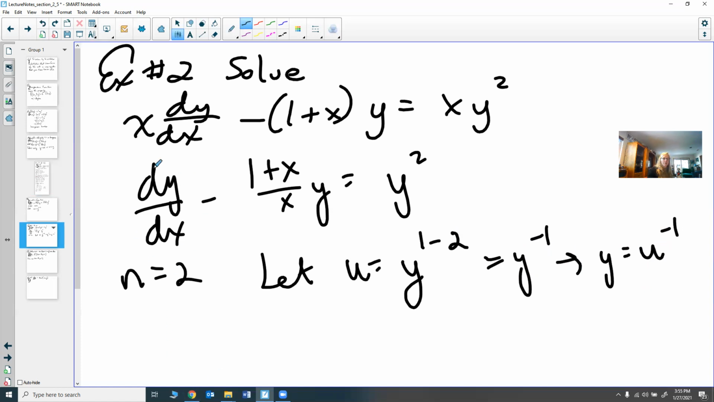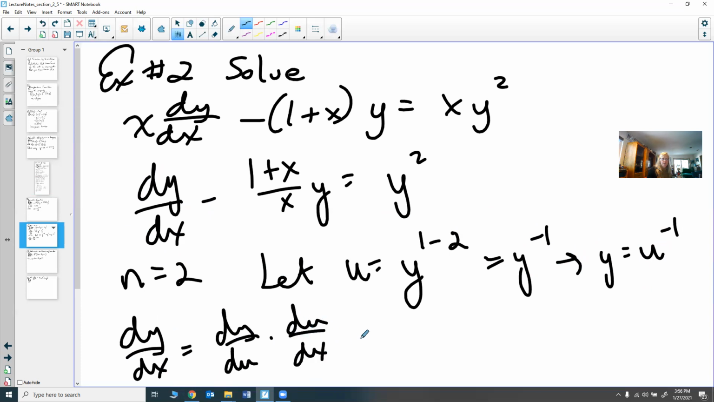All right, so then we need to replace, if we're going to let y equal u to the minus 1, we need to think about taking the derivative of y with respect to x and what that's equal to. So remember, the derivative of y with respect to x is going to equal the derivative of y with respect to u times the derivative of u with respect to x. We're basically using the chain rule here. So we're going to have the derivative of y with respect to u is minus u to the minus 2 times du/dx.